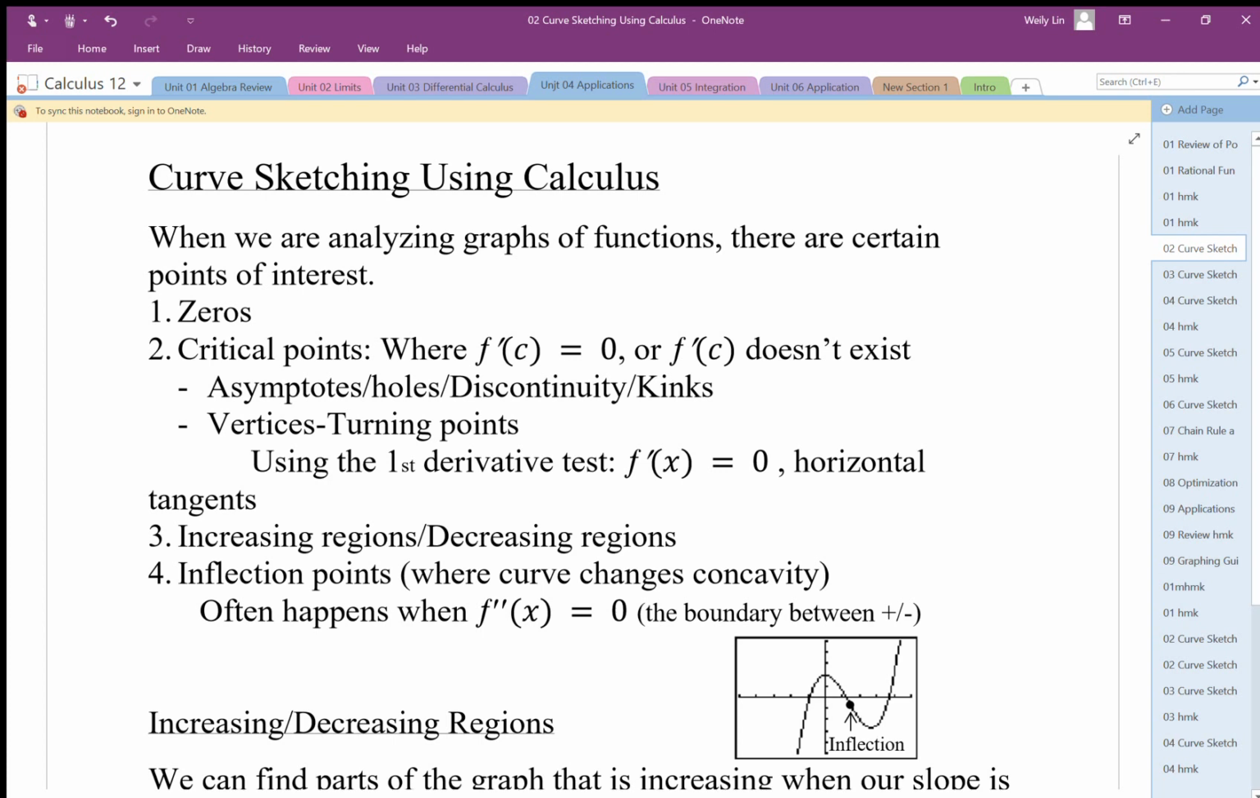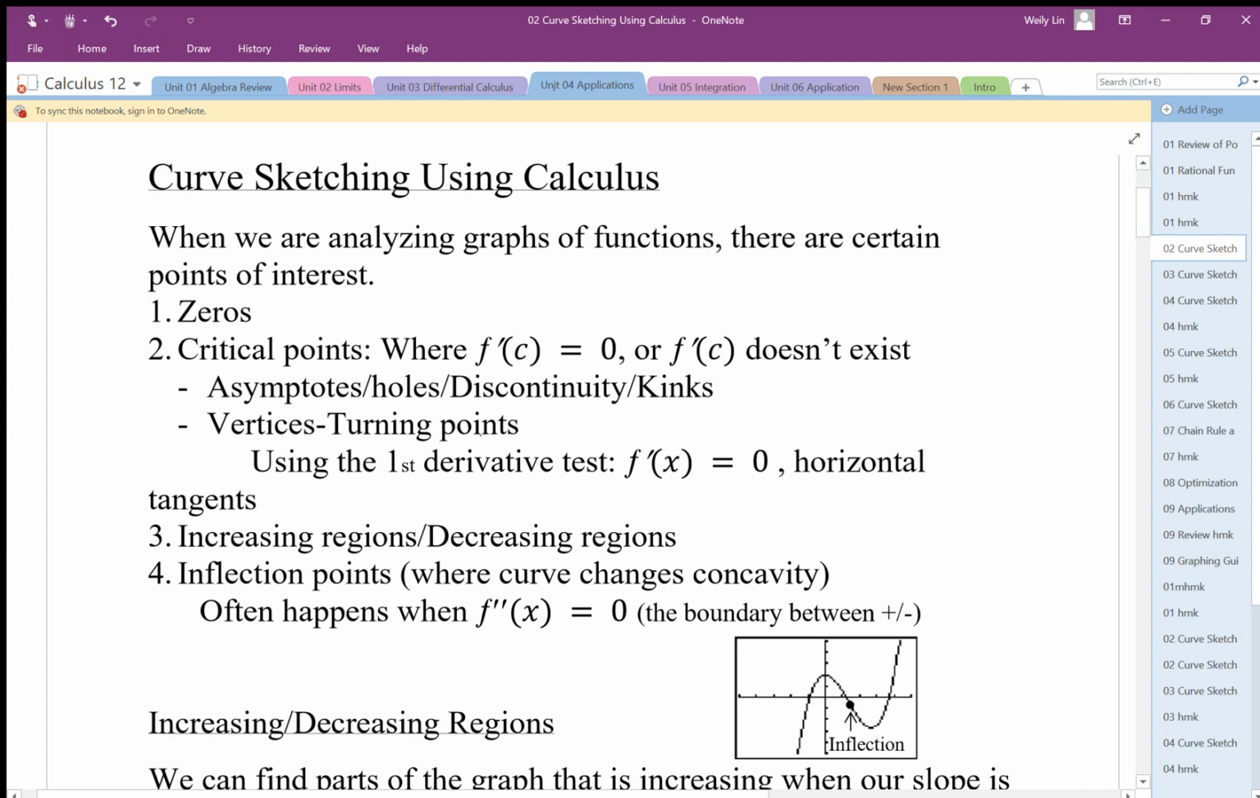We want to also know where the derivatives don't exist because those are points of interest. For example, asymptotes, holes, discontinuity points, kinks in the graph. And so when we graph these, we're going to look for these points, and these are points of interest. The main ones we're going to look at for today are the vertices.